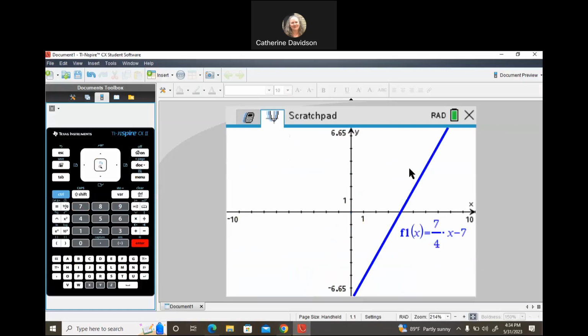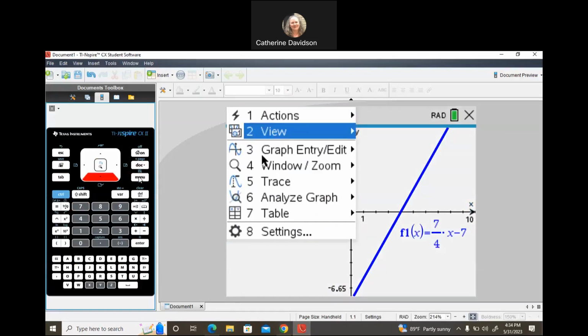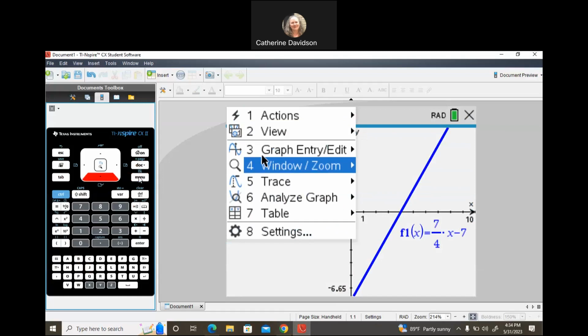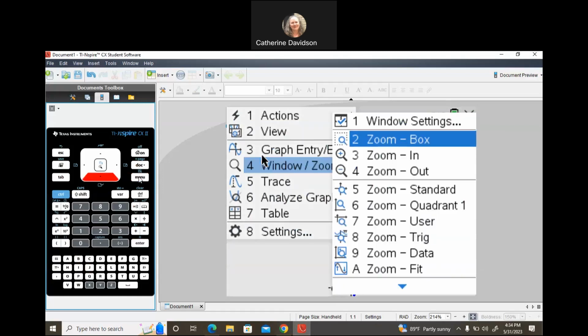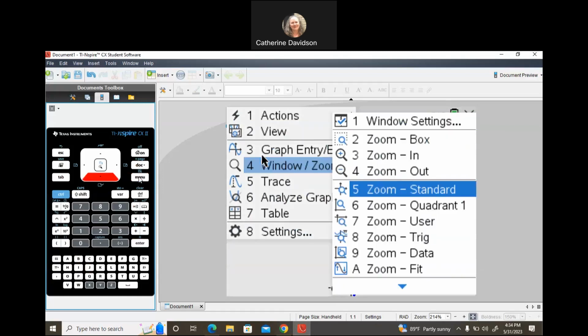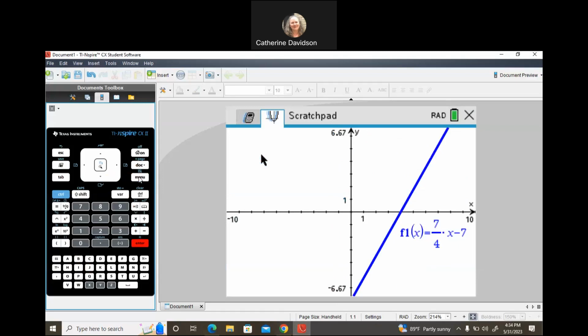Now, if your window doesn't look like mine, you don't have the 6.65 or negative 6.65, the negative 10 and the positive 10, just hit menu. You go to window zoom, and then go down to zoom standard. It takes you back to a standard window. So I had 6.65, now it's 6.67. That's not a big deal. And that's how you go back to a standard window.